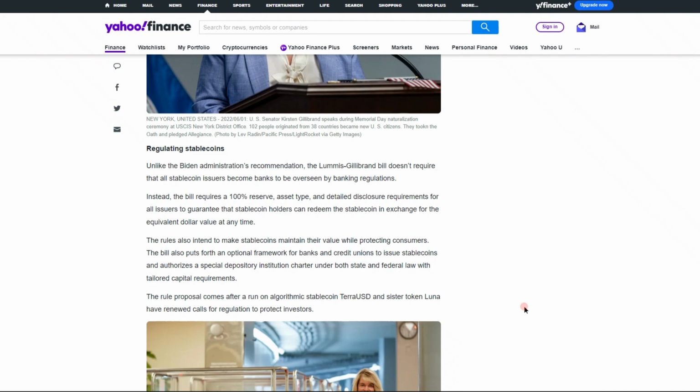The bill also puts forth an optional framework for banks and credit unions to issue stablecoins and authorizes a special depository institution charter under both state and federal law with tailored capital requirements. The rule proposal comes after a run on algorithmic stablecoin Terra USD and sister token Luna have renewed calls for regulation to protect investors.